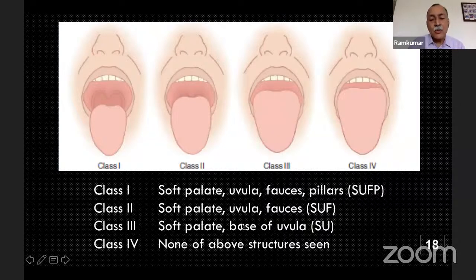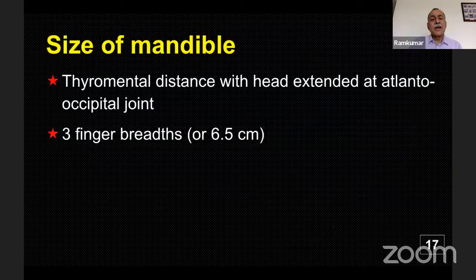And in class 4, which is the most complicated one, we see none of the above structures. You don't see the soft palate, the uvula, the fauces, or the pillars. If all these are blocked, then that augurs very poorly for our ability to displace the tongue and get a view of the larynx. So just remember Mallampati classification of SUFP, and progressively one of the structures gets obliterated from our view. So this is now looking at the relative size of the tongue to the submandibular space.